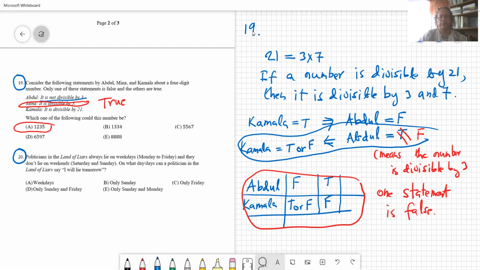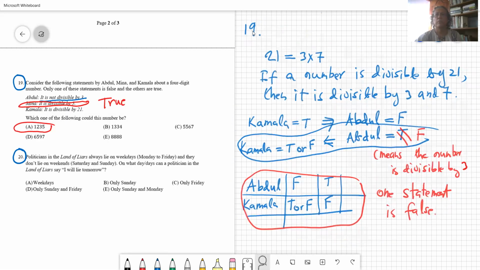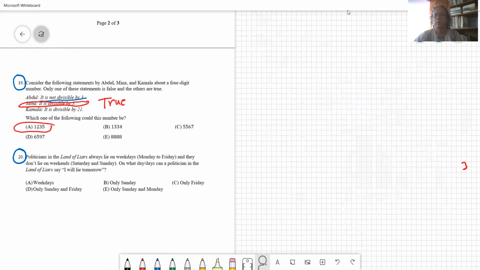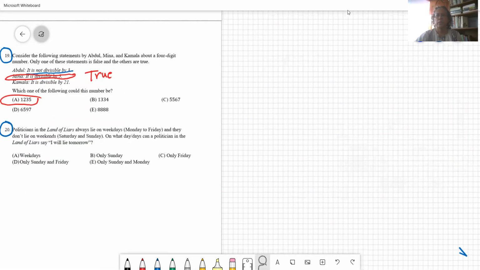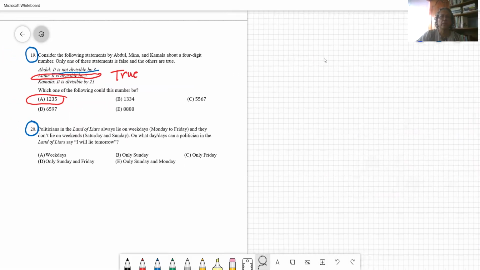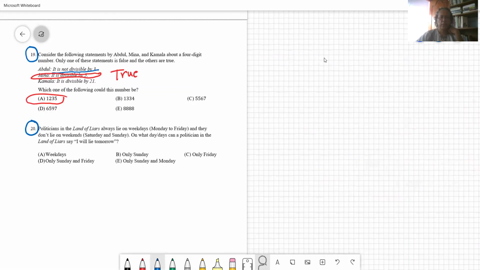So let's get rid of this work. Let's move this a little bit. Right, number 20.